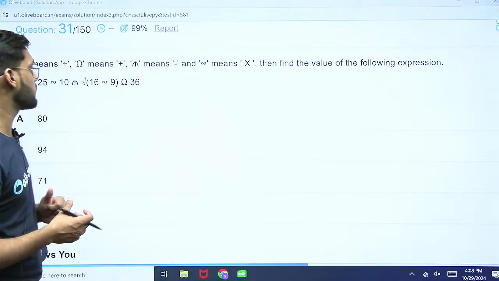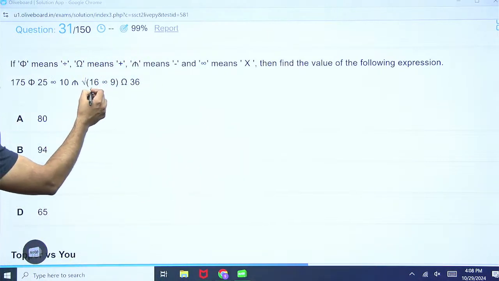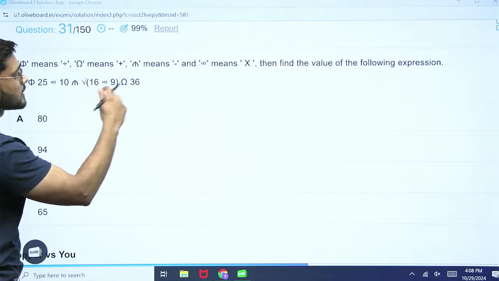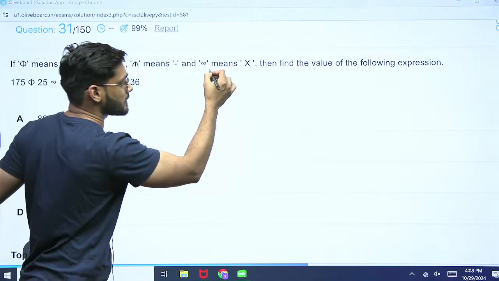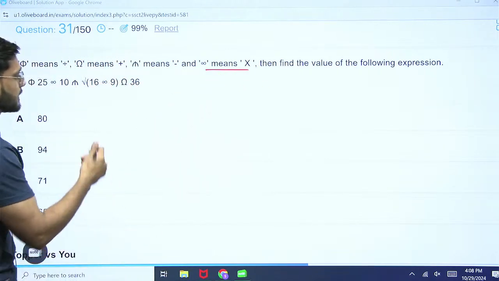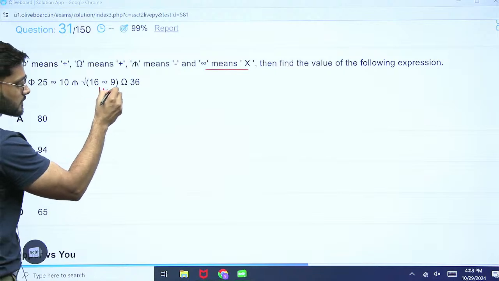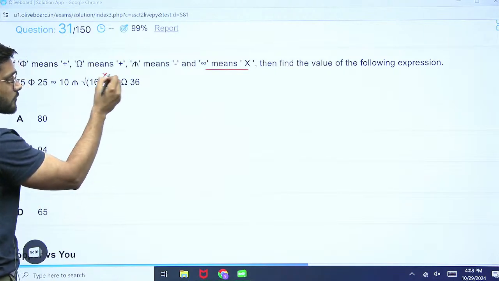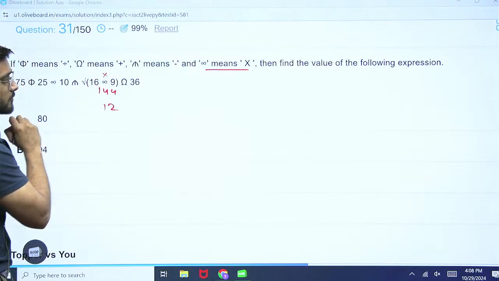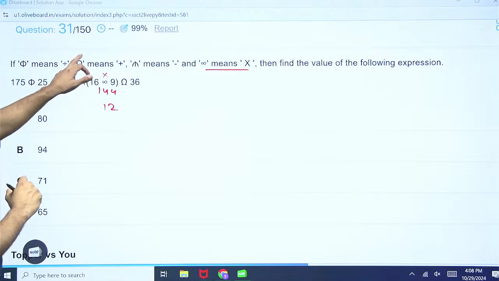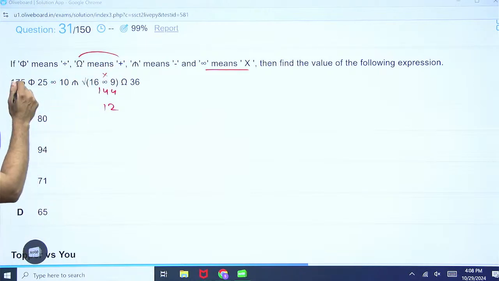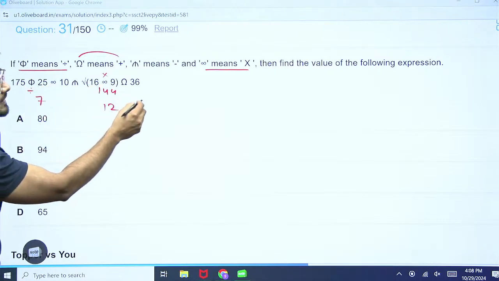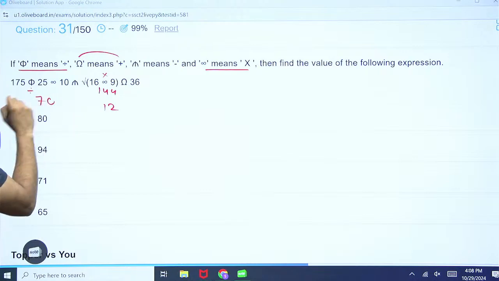A bracket is involved in this question, 16 infinity 9. What does this infinity denote? Infinity means multiply. So this will be 144. 16 multiplied by 9 is 144, and the root of 144 will be 12. It will become 12. And then omega means plus. Where is the division? This theta means division. So this will become a division, and 175 divided by 25 will give 7. Infinity means multiply. 7 into 10 will become 70.